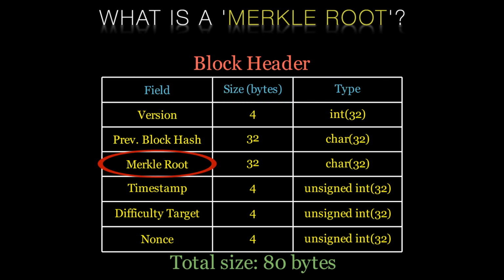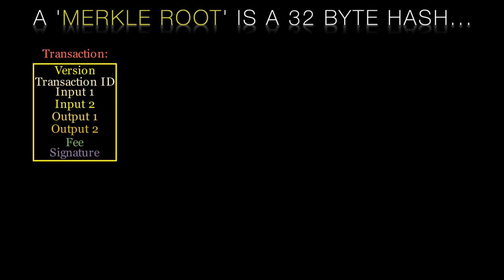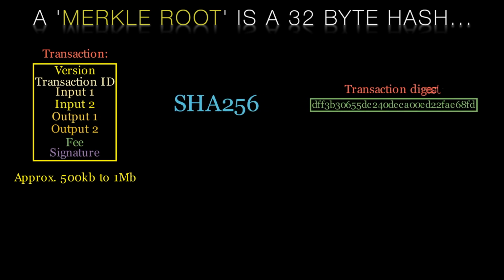If we look at the block header, we can see that one of the values is called a Merkle Root. What is this variable and why is it there? What it is, is a SHA-256 hash of all of the transactions in the block. It's built up by first getting the SHA-256 digest of each transaction as a 32-byte string.